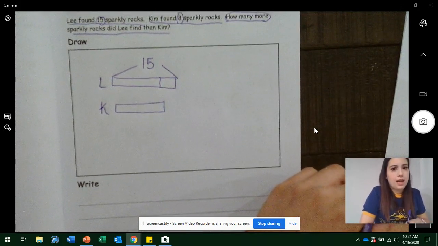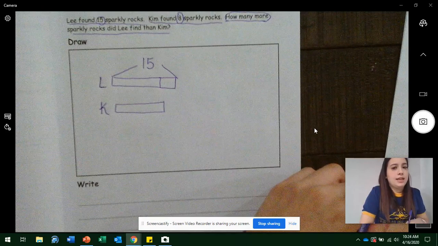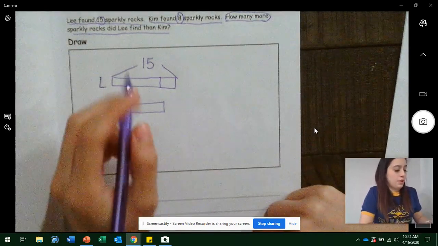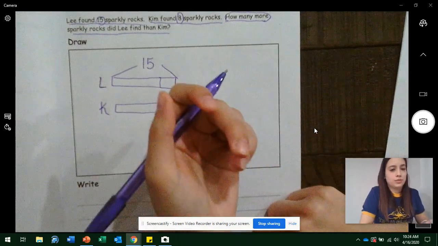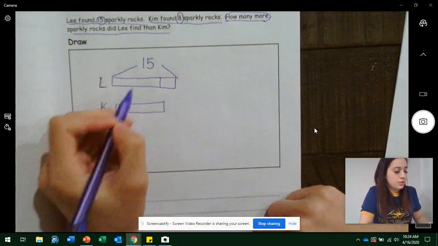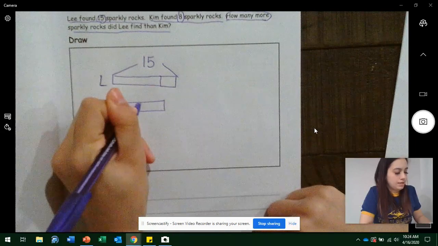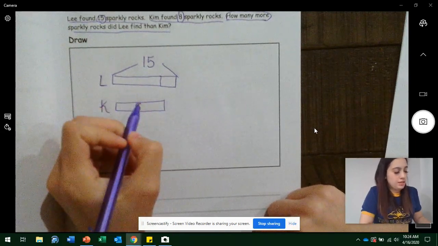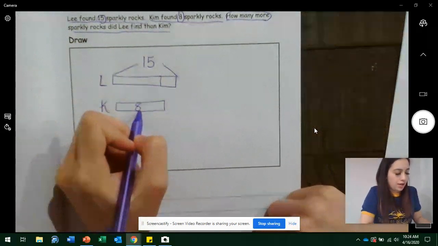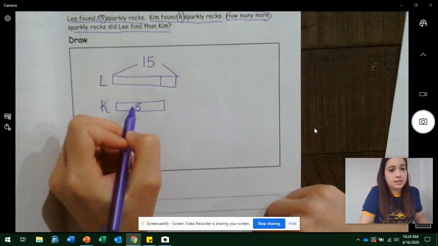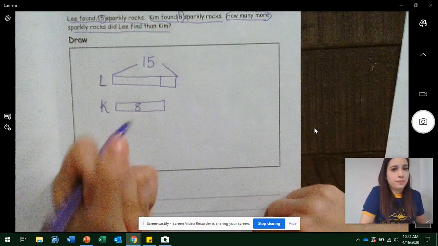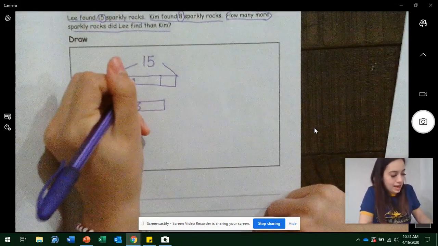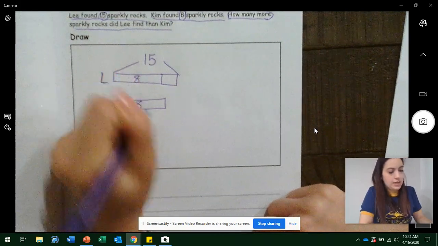And Kim found 8 sparkly rocks. So is Kim's a part or a total? Get ready. It's a part, right? Since we drew two equal tapes, this is what Kim has, 8 rocks. So if Kim has 8 rocks here, and this tape is the same size as Kim's, what number goes in here, boys and girls? Get ready. Yes, 8, because they're equal size tapes, okay?